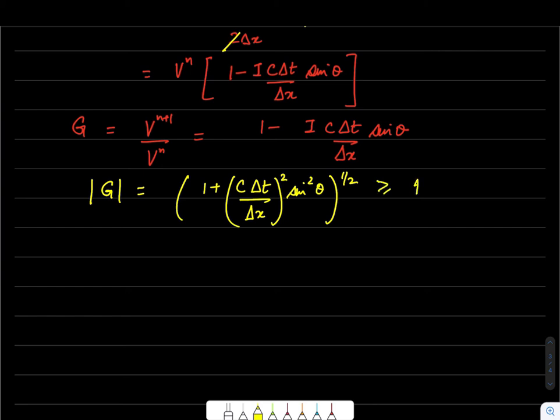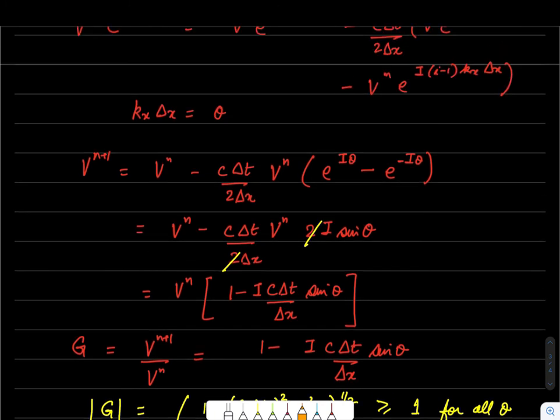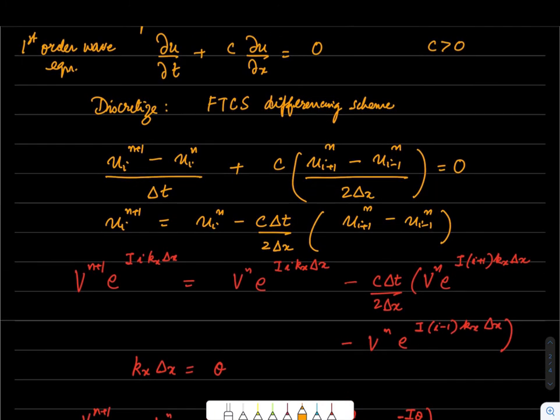So we have this number to be greater than or equal to 1 for all theta. And so I can say that this scheme is unconditionally unstable. That is, it is unstable for any selection of delta t or delta x. So that was the explicit forward time central differencing scheme in terms of space for the first order wave equation.